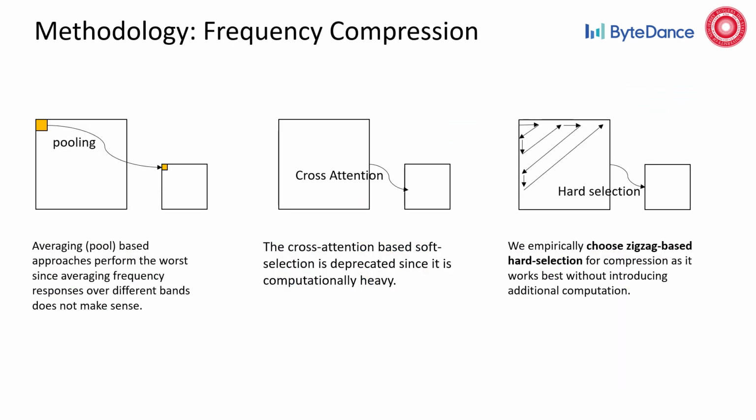We study several frequency domain compression strategies and empirically choose the zigzag-based hard selection for compression, as it works best without introducing additional computational cost. The cross-attention based soft selection is deprecated since it's computationally expensive. Average pooling-based approaches perform the worst because averaging frequency responses over different frequency bands doesn't make sense.